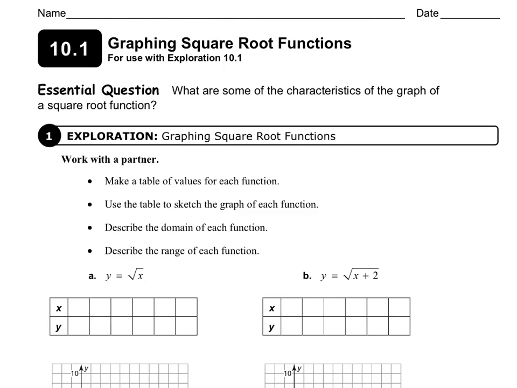All right, time for Unit 10, which is all about radical functions and graphing them and solving equations dealing with radical expressions. All right, so let's start off with some square root functions. Okay, so you've used square roots before. We've simplified them in the last unit. We used them to solve quadratic equations, and now we're going to graph some functions that have square roots in them.